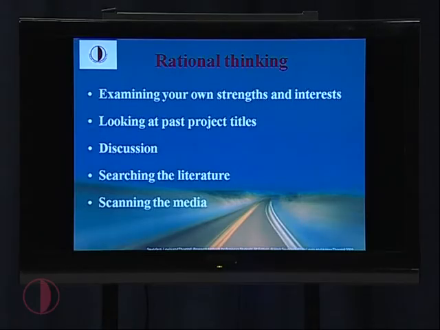The most important thing is to have a diary or notebook to write down every idea that comes to your mind, not just to depend on your own memory. Rational thinking means examining your own strengths and interests, that you have enough skills for doing the research and enough knowledge. Also look at past project titles in your library and online, have discussion with colleagues, and search the literature.